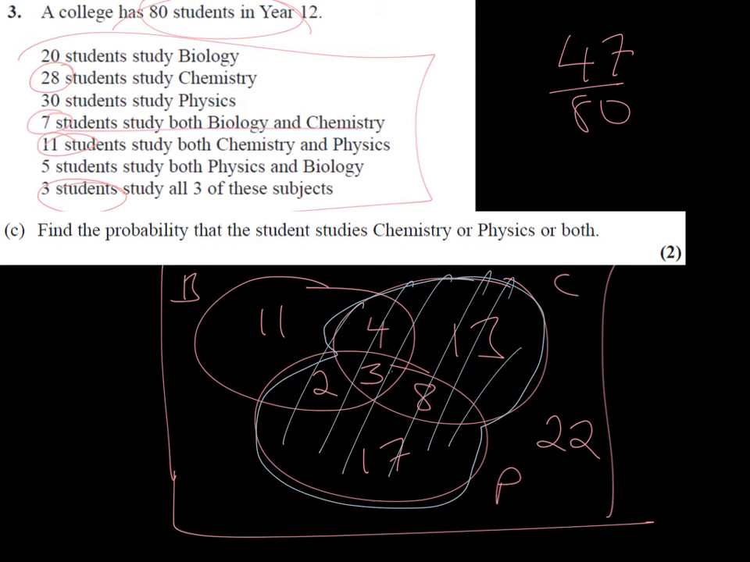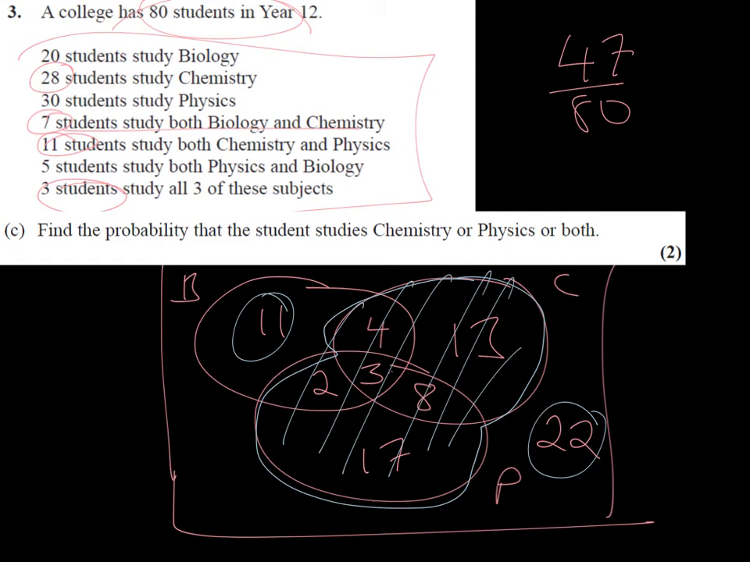The other way you could do it is using the complement. So we can see that the only things not included here are 11 and 22. So if you add those up, you get 33. Subtract those from 80, and you'll also get 47 over 80. And another way that you could work this out is using the formula.